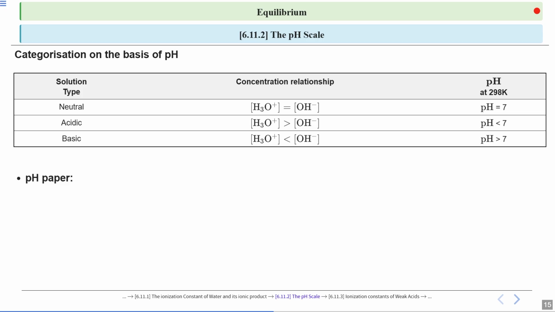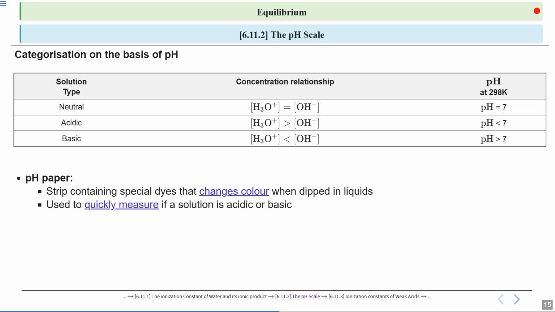Here is a way to analyze a certain range of pH, which is pH paper. Now this pH paper consists of dyes, and these dyes have a special property of changing color according to the pH value. When you dip these dyes into the specific solution in which you are interested, then by looking at the change in color, you can determine the nature of the given solution. Without going into the molecular level, you can quickly measure the solution's acidity or basicity.